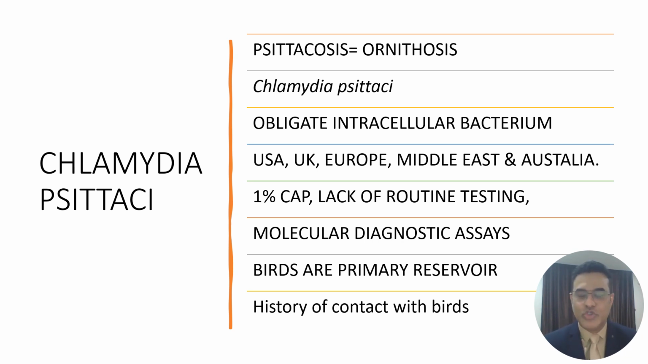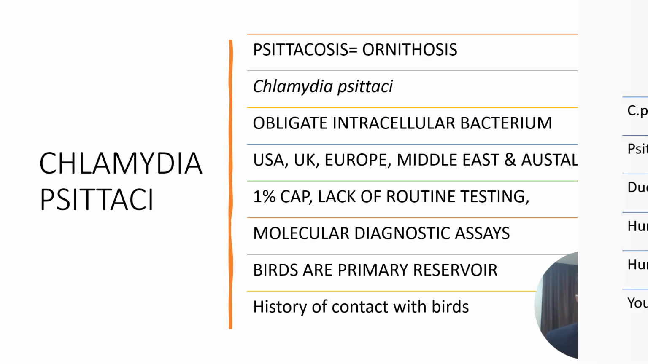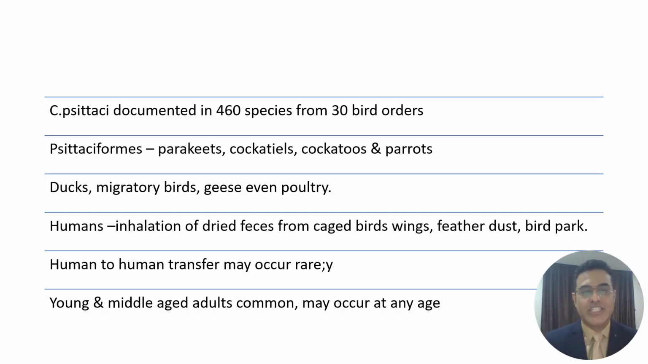And previously it used to be only 1% of community acquired pneumonia because of lack of routine testing. But nowadays, with the advent of new molecular diagnostic assays, we see a lot of cases of Chlamydia. And the history is classical, with the exposure to birds. The birds are the only primary reservoirs in this. Chlamydia psittaci was documented in almost 460 species of 30 bird orders, which is significantly high. Almost every bird or even poultry is prone to spread this psittacosis disease.